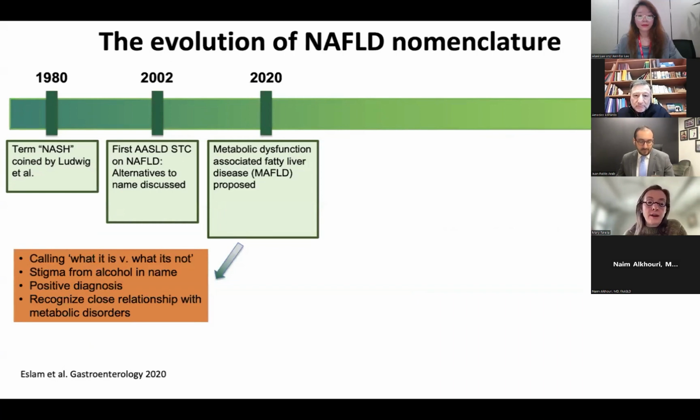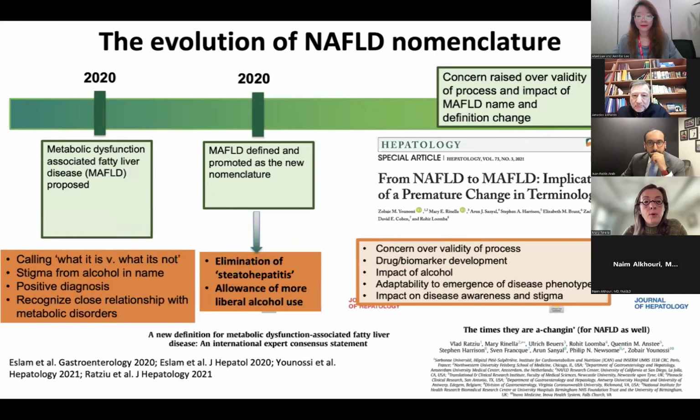So it definitely took out the non-name. It removed the stigma from alcohol, which is a problem for some patients. It provided positive diagnostic criteria, and it recognized the underlying relationship with other metabolic disorders. And I think these were very important points. However, there were some important issues with this particular process and also with the resulting definition.